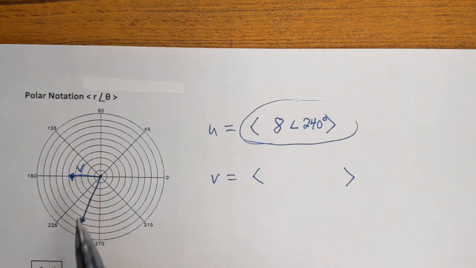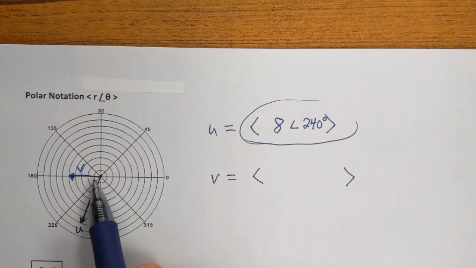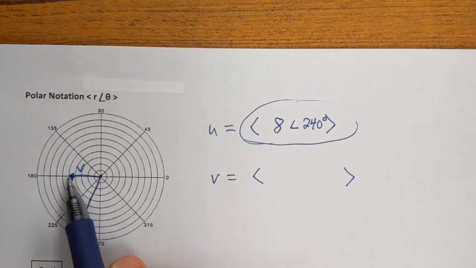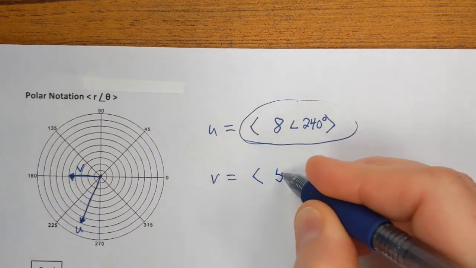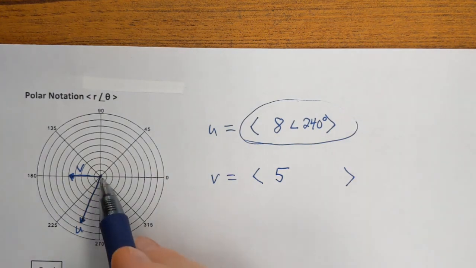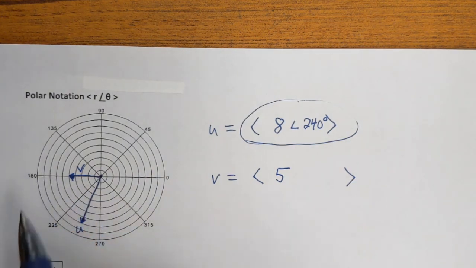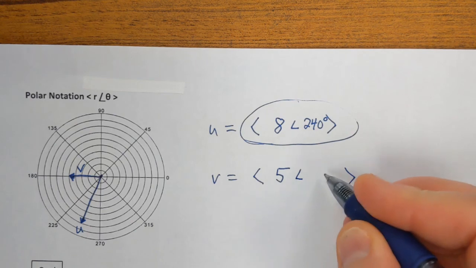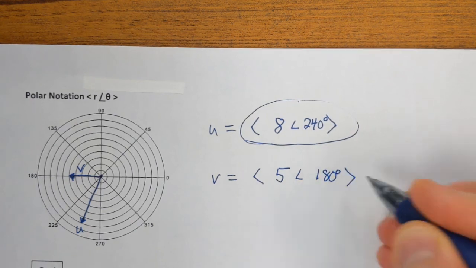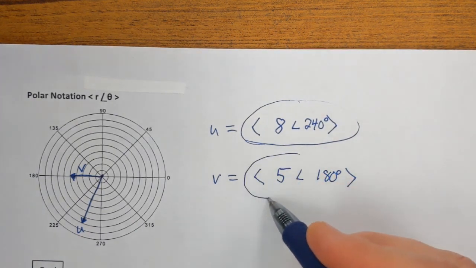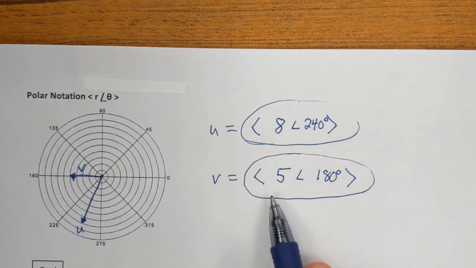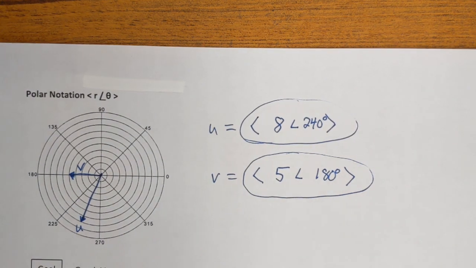Hopefully you've had a chance to try this on your own. The magnitude of this vector is 1, 2, 3, 4, 5. I can find that by counting the rings. And then the angle is that this vector points at a 180-degree angle. So we could say vector v has polar coordinates of 5 and 180 degrees.